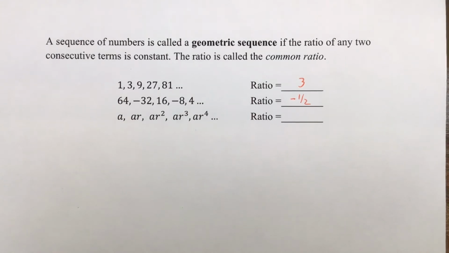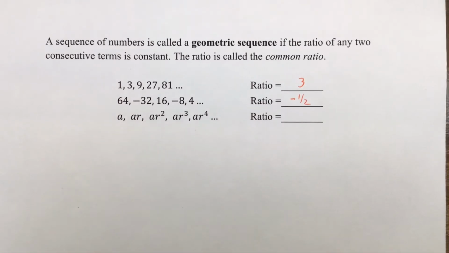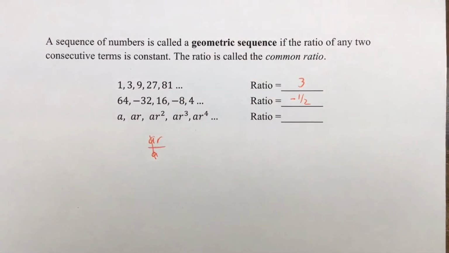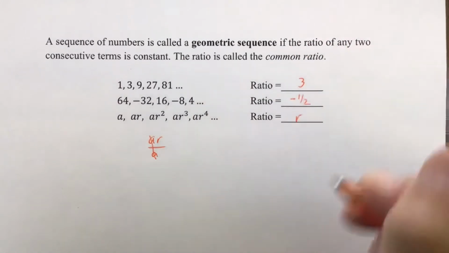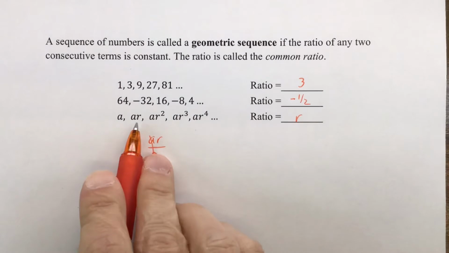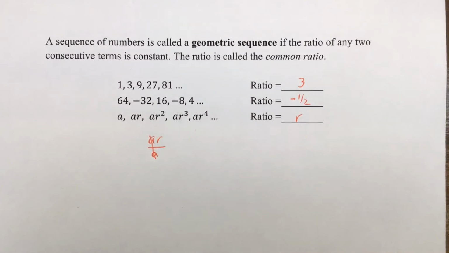And for the last, also in terms of variables, the first term here is a, the second term is a times r. If you divide a times r by a, the a's cancel out and you get r. So the common ratio is r. As you move along here, you could check all these with division, but it might be easier just to look at it as the fact that we're multiplying by an extra r.